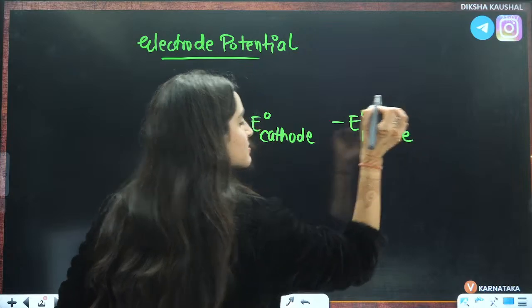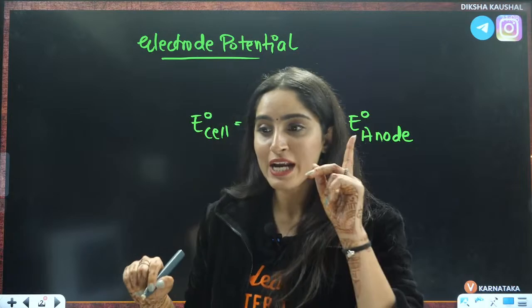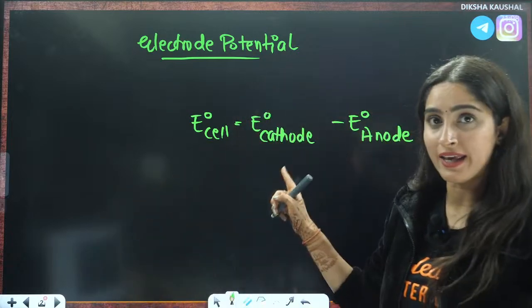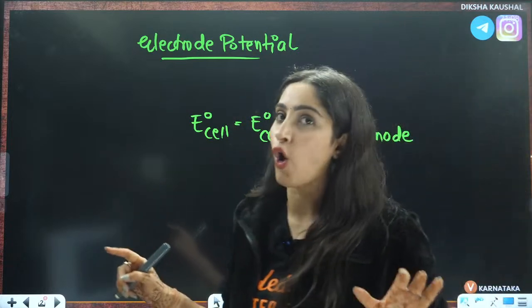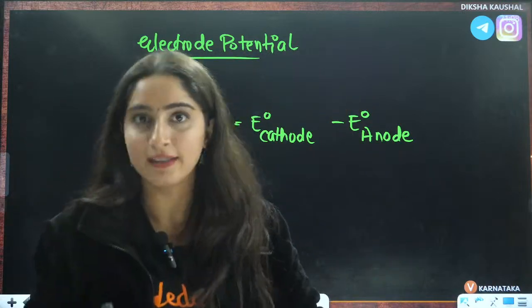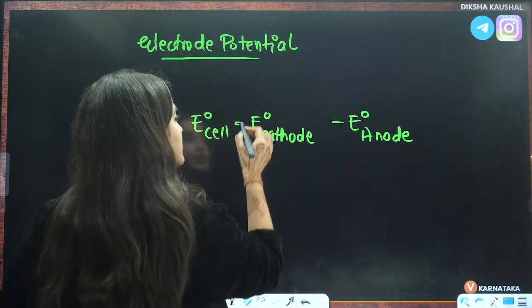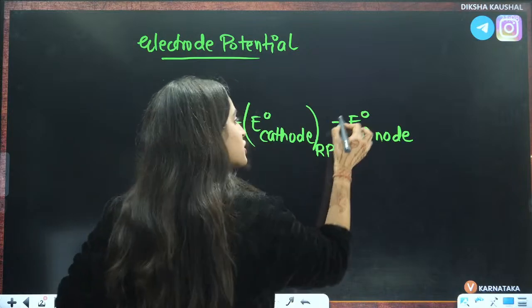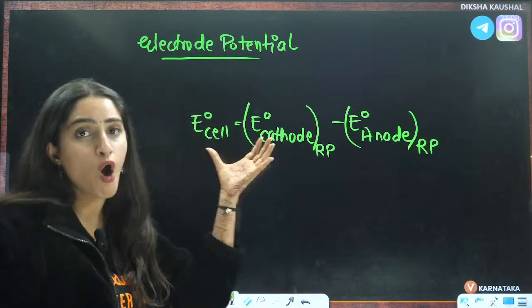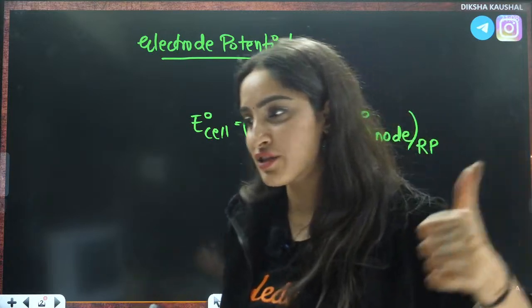Now tell me one thing, is there any specification regarding whether it should be reduction potential or oxidation potential? I told you that the E naught that you are going to take here is reduction potential, not oxidation potential. If you take oxidation potential here, the formula will vary. That is why fix it in your head that you are going to use reduction potential here. So we write reduction potential here, and here also reduction potential. That becomes your formula for the E naught of the cell. Is that clear to everybody?